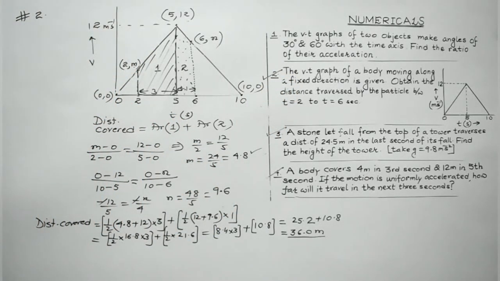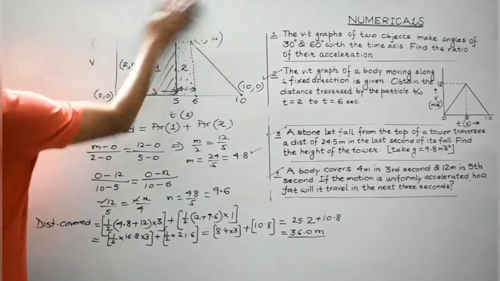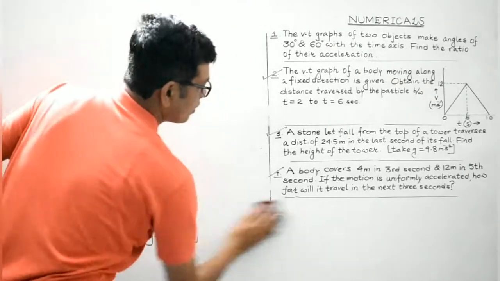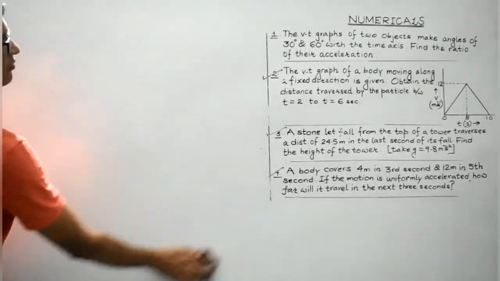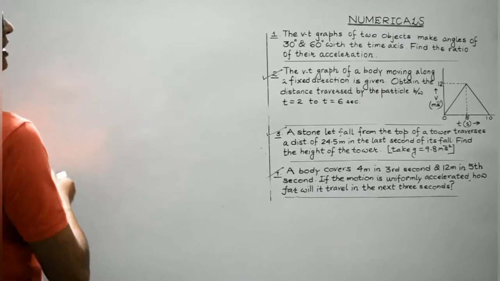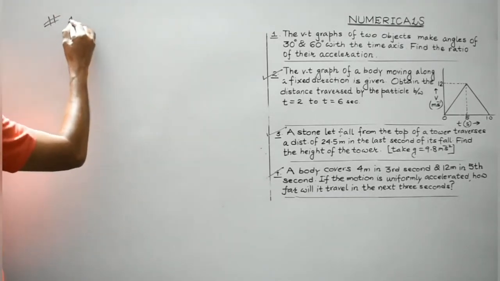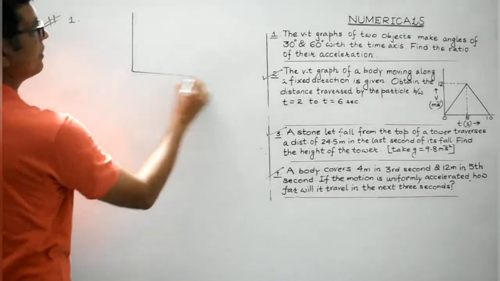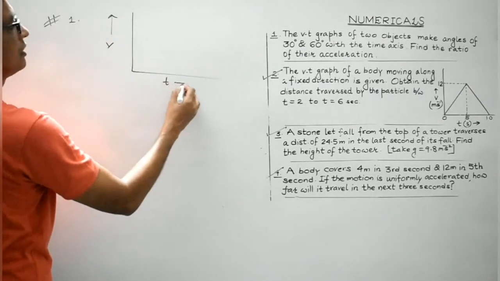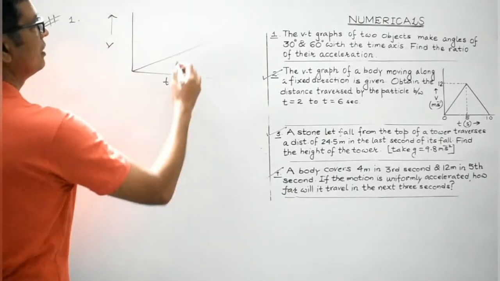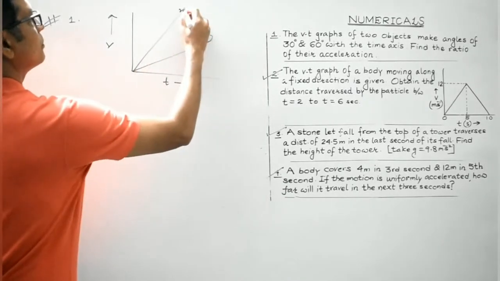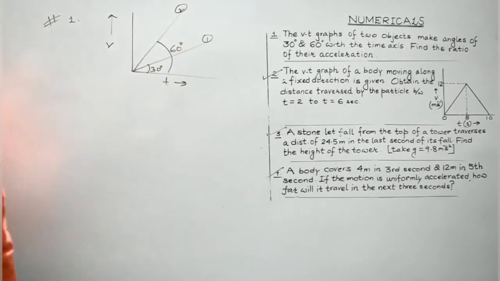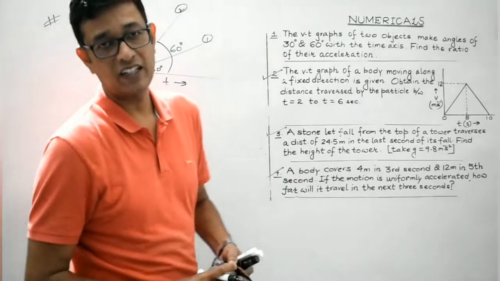We are left with the first question. So let's try to attempt the first question now. First question is relatively very simple. The VT graph of 2 objects makes angles of 30 degree and 60 degree with time axis. This is V, this is T. One is making an angle of 30 degree. This is the first one, and this is suppose the second one. First one is making an angle of 30 degree. Second one is making an angle of 60 degree with the time axis. Find the ratio of their acceleration.